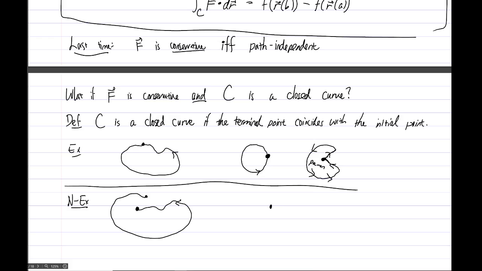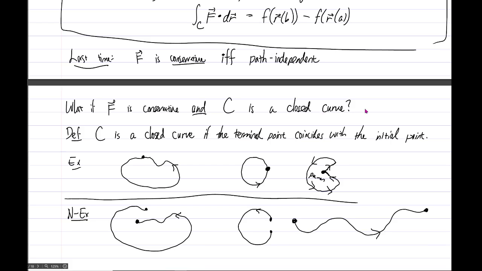Here's another example. Let's say you start here, go around, but you don't quite finish that circle. This is a curve that's not a closed curve. And then you could also do something like this. Start at this point, and at this point you're traveling this way, but you did not end where you started, so it's not a closed curve.